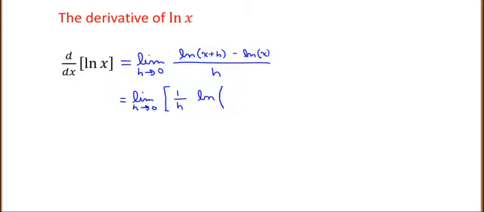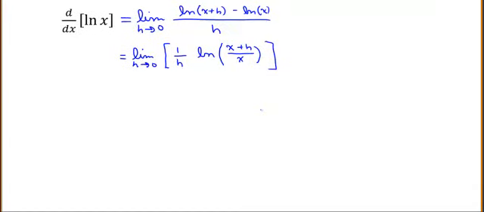So this would be, we could combine these using the properties of natural log or of logarithms in general, and this would be the natural log of x plus h divided by x. Okay. All right, now we want to make a couple of little algebraic changes here. This is going to be the limit as, and this is a little bit of creative algebra.